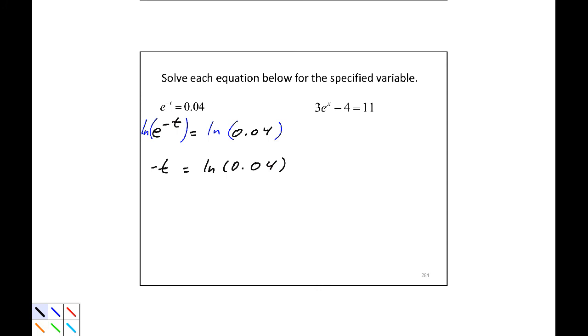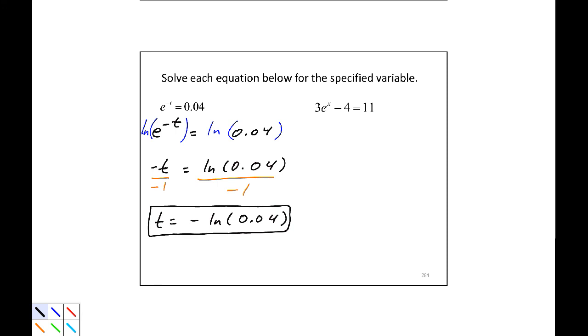Now we can divide by negative 1, since we had a negative t, to find that t equals negative natural log of 0.04. And that is our exact value. Again, you want to check that. All right, for our next example, we have 3e to the x minus 4 equals 11.